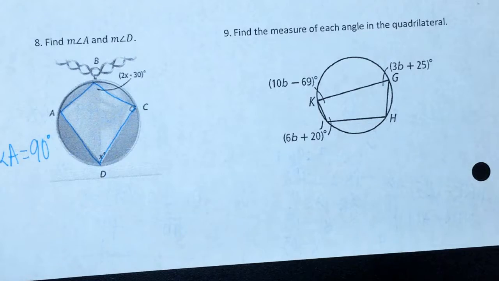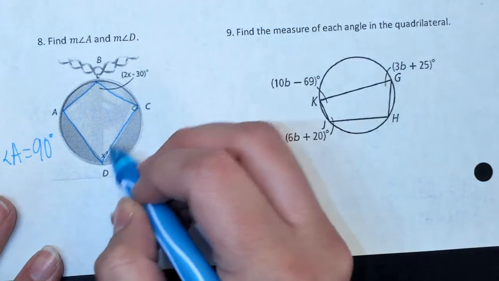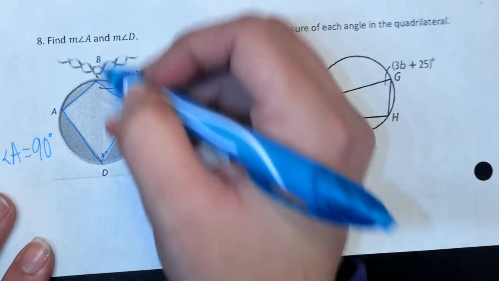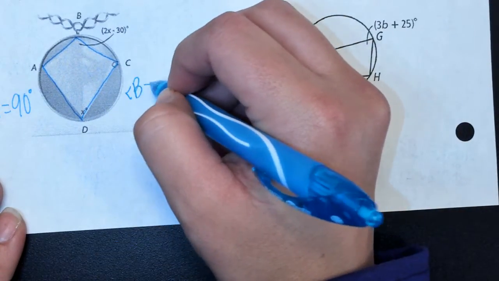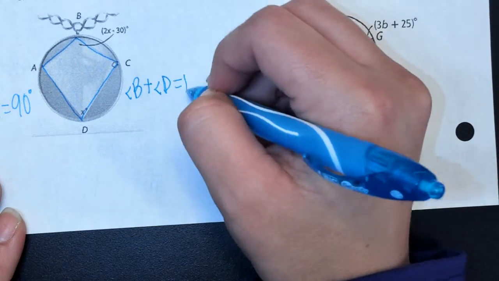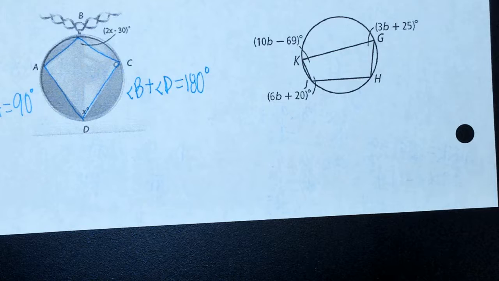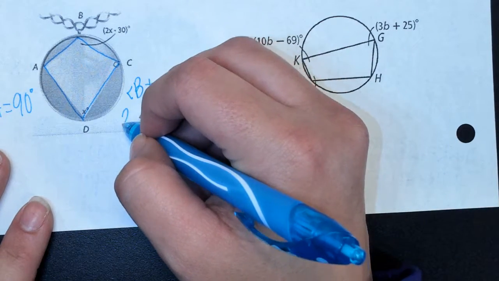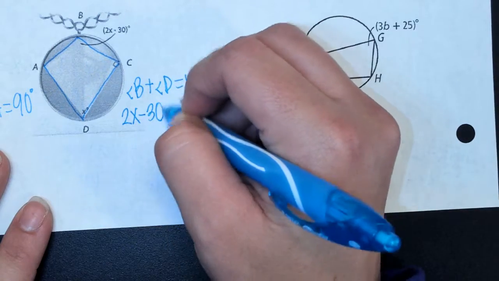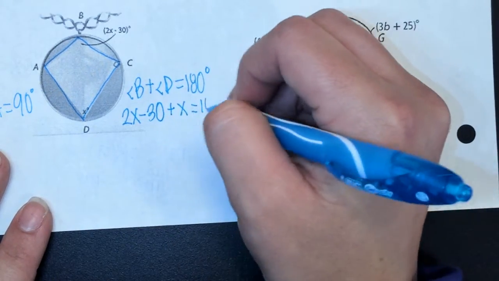Okay, but it's not always that easy. For example, B is 2x minus 30 and D is x. Those two have to be added together, right? So you're going to take angle B, add it to angle D, and set it equal to 180 degrees. So what is angle B called? What's inside angle B? 2x minus 30. What's angle D? Plus x equals 180.